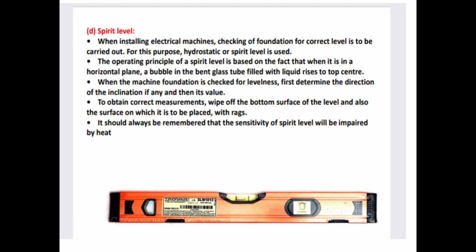When the machine foundation is checked for levelness, first determine the direction of the inclination if any and then its value. To obtain correct measurement, wipe off the bottom surface of the level and also the surface on which it is to be placed with rags. It should always be remembered that the sensitivity of a spirit level will be impaired by heat. So these are the importance and the use of the spirit level.